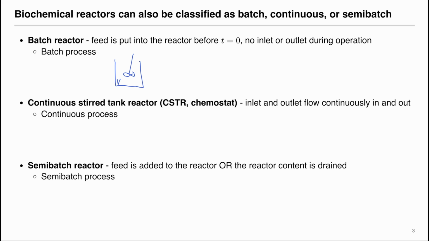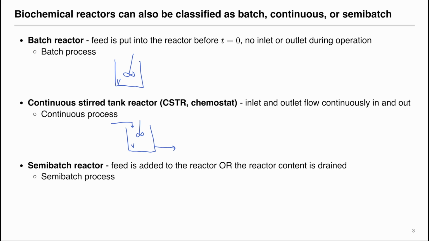For continuous processes, we have the continuous stirred tank reactor, or CSTR, and in biochemical reactors we call it a chemostat. They have inlets and outlets flowing continuously in and out. We usually draw CSTRs as a vessel with a volume V with an agitator, because it is continuously stirred so that the content is homogeneous, having the same composition. It has an inlet and an outlet. Therefore, it is continuous.